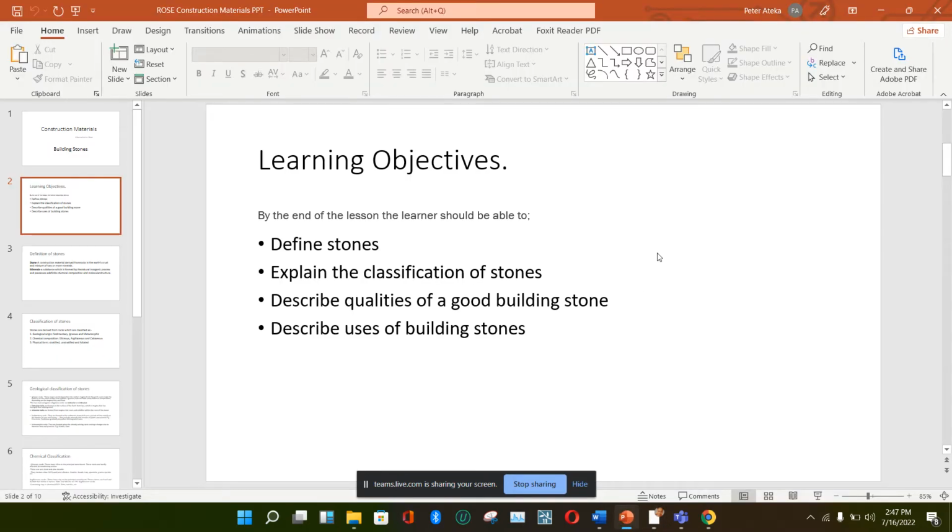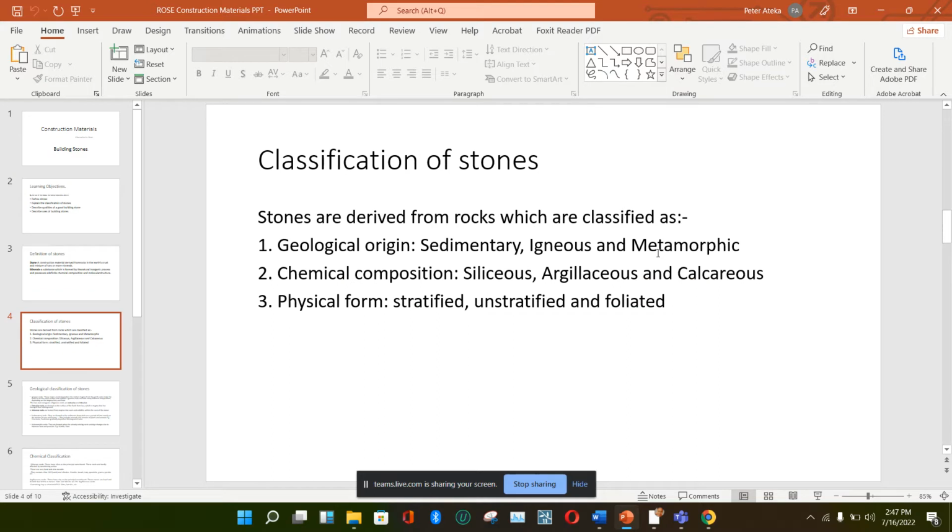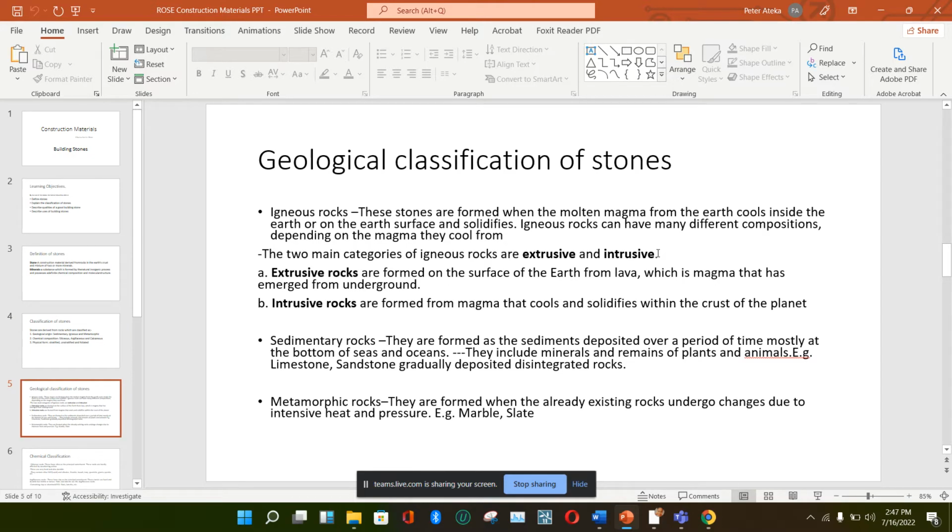Welcome, guys. Today we are going to learn about stones, and we will be focusing on classifications of stones. Stones are classified into three main categories. That is, they are classified according to their geological origin, chemical composition, and their physical form. On geological classification, there are three distinct types, which are the igneous rocks, sedimentary rocks, and metamorphic rocks.